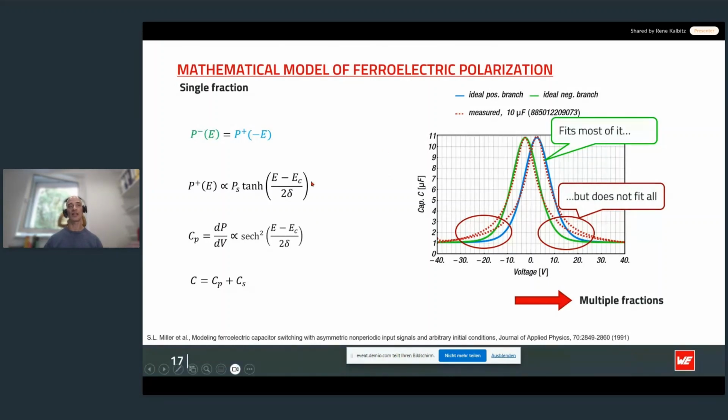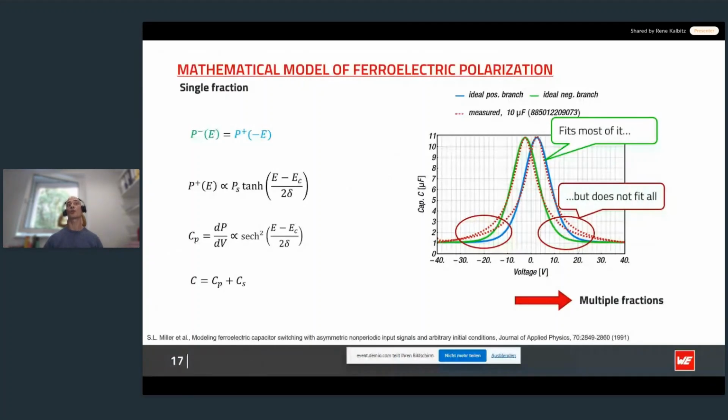Only this much. The polarization is modeled with a hyperbolic tangent. The capacitance contribution, which is by definition the derivative of the polarization, is based on a hyperbolic secant. The model contains only physically meaningful and measurable parameters which were introduced before. The negative and positive going branch, denoted as P minus and P plus, are in principle the same. They are just shifted by EC along the x-axis.